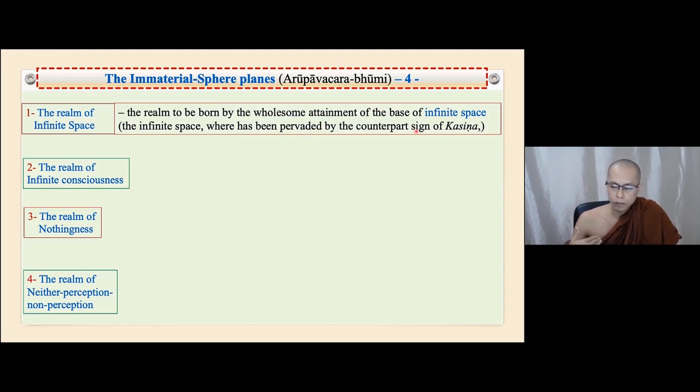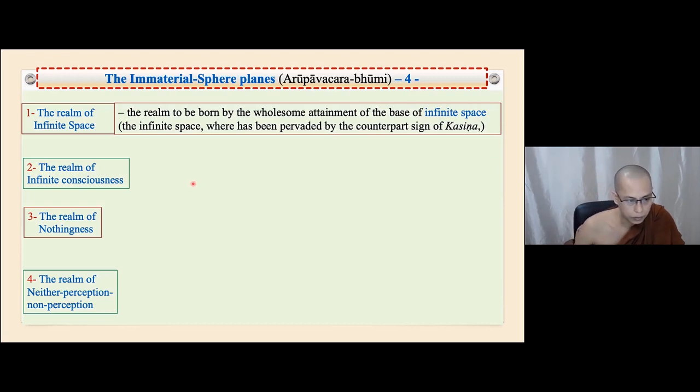So one develops the kasina; the akasa kasina is not necessary to develop. Here, with the kasina counterpart sign, he spreads out his counterpart sign, then taking it off, not paying attention to the counterpart sign, focusing on the akasa. So that becomes the akasa. Removing the counterpart sign of the kasina, it becomes the infinite space. So focusing on the infinite space, he develops his concentration up to the attainment of the first immaterial jhana level. This is called the wholesome attainment of infinite space.